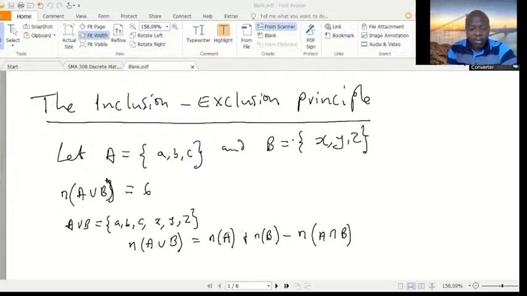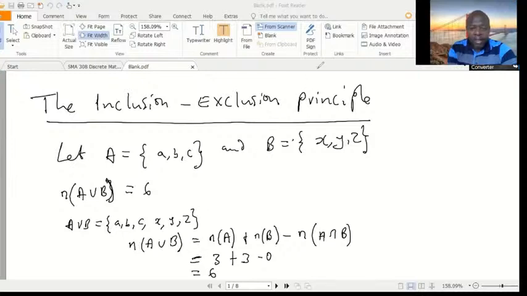So we are including the elements in A, including the elements in B, but then excluding the elements in the intersection. For this example, the elements in A are 3, the elements in B are 3, and you can see that the intersection of these two sets has 0 elements. So that means the elements in the union are 6.